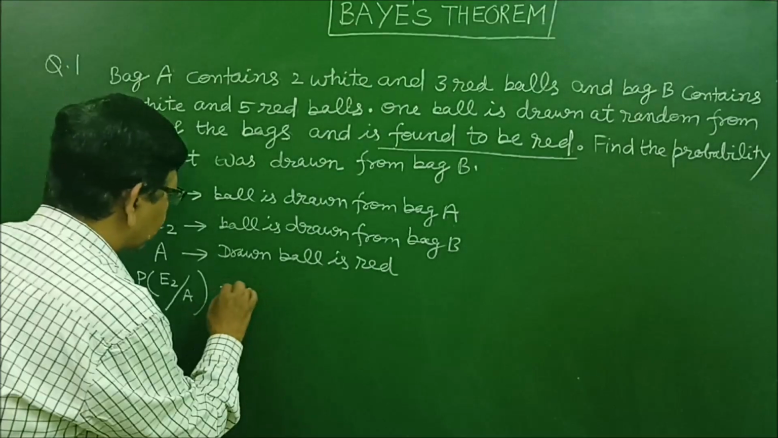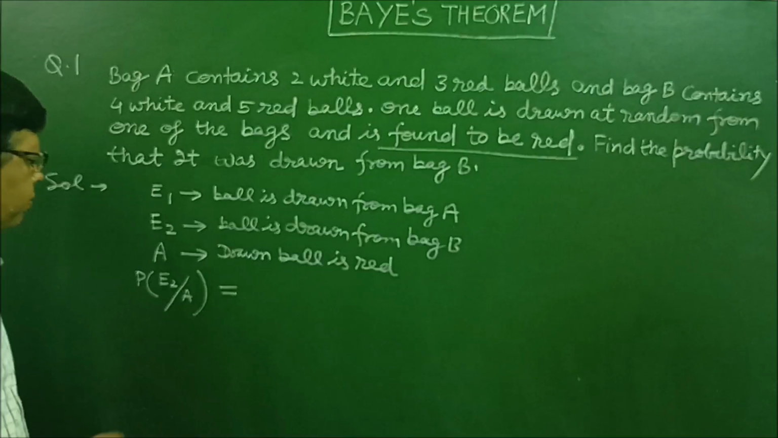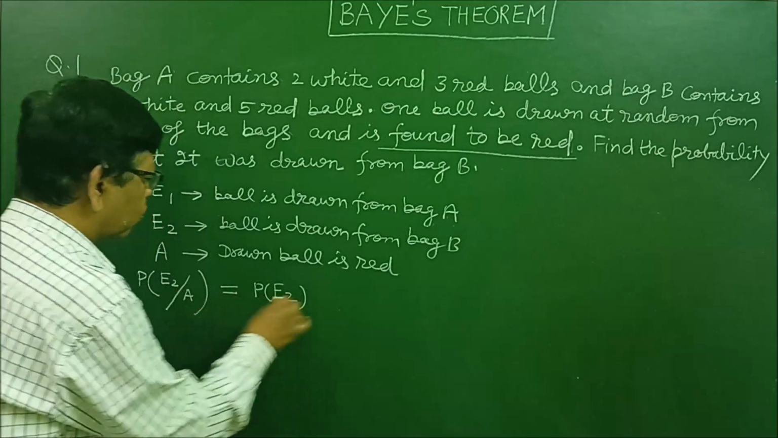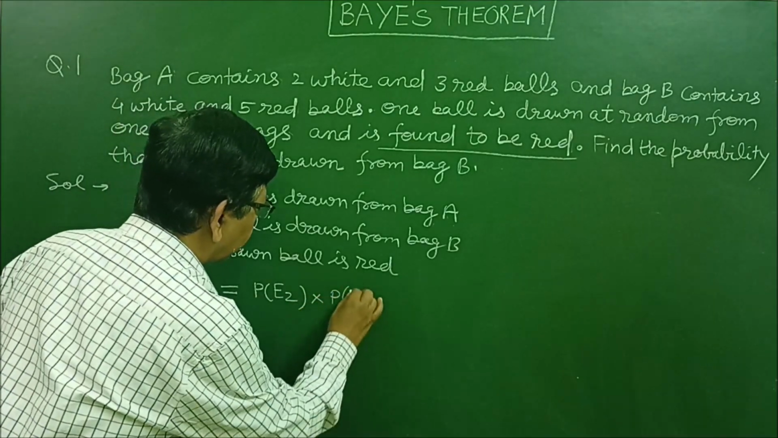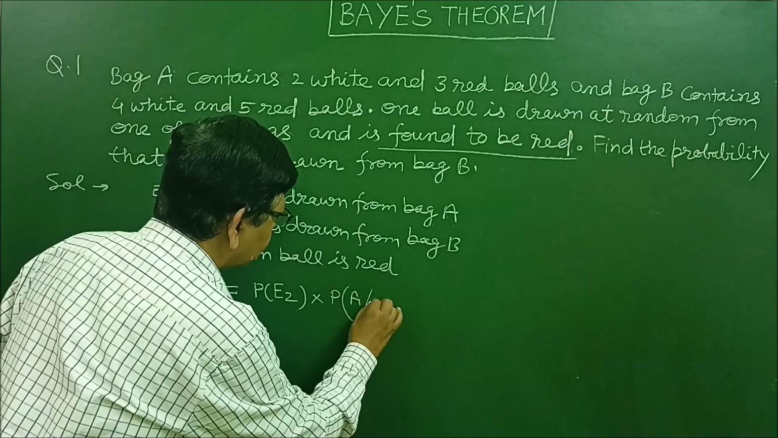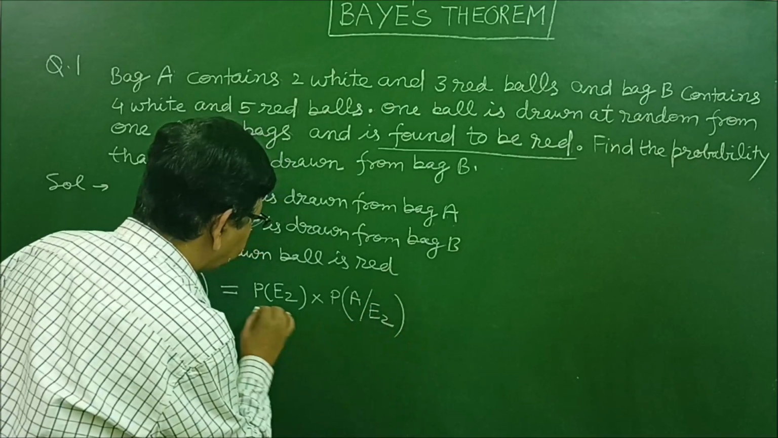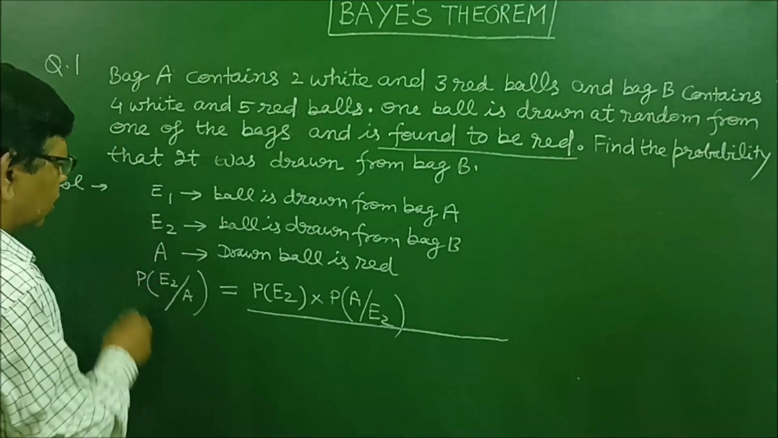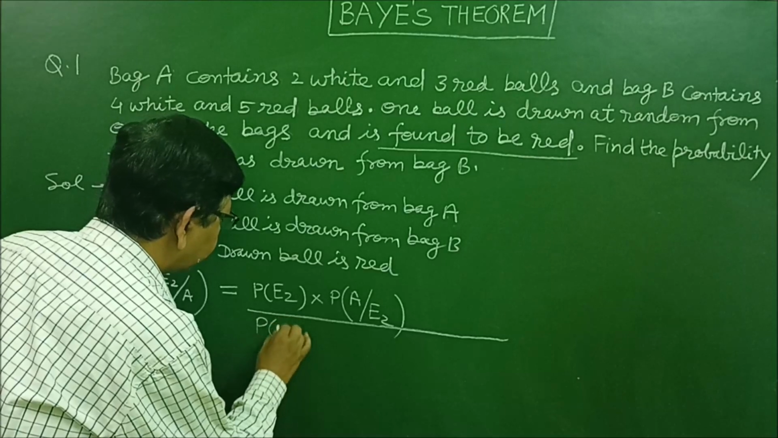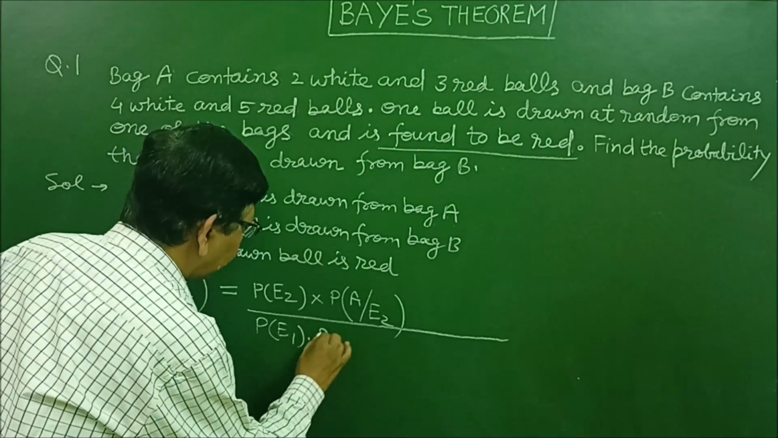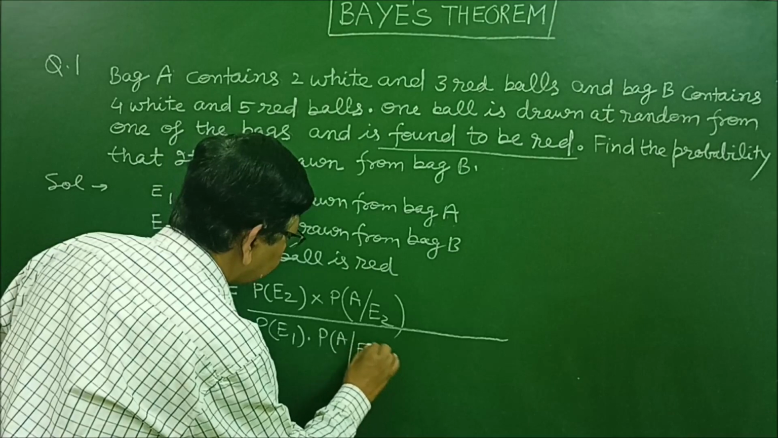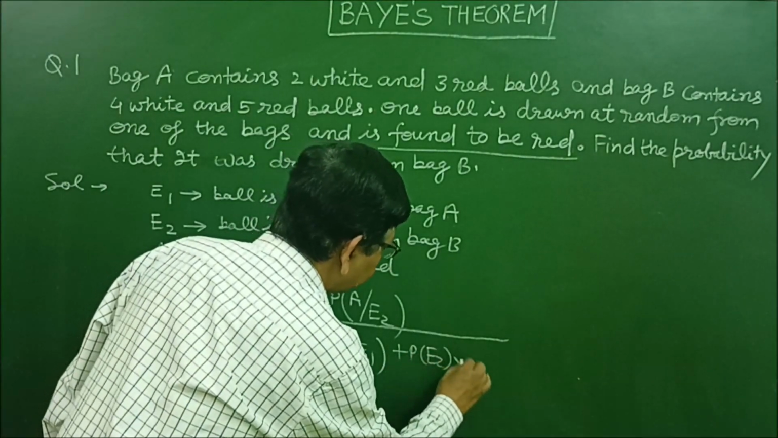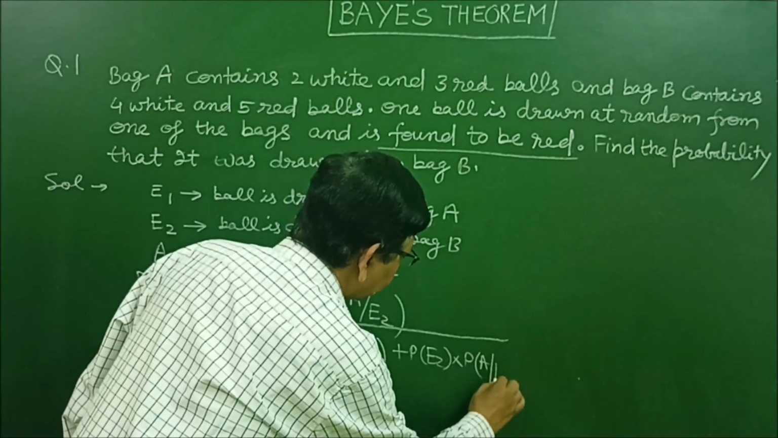So this is equal to probability of E2 into probability of A given E2, upon the sum of probabilities with E1 and E2, that is probability of E1 into probability of A given E1 plus probability of E2 into probability of A given E2.